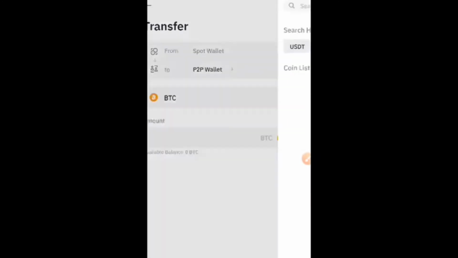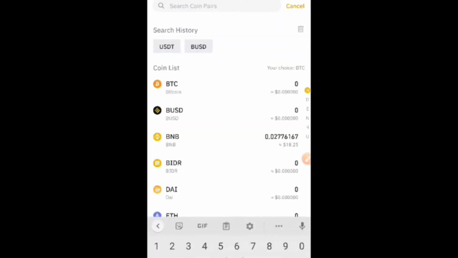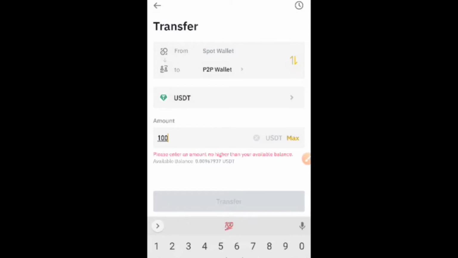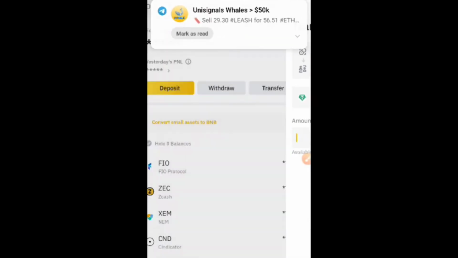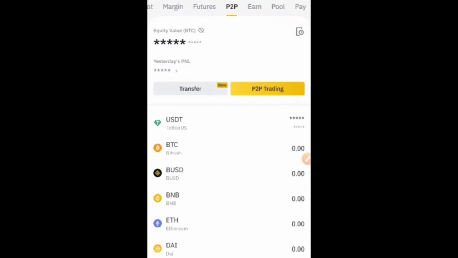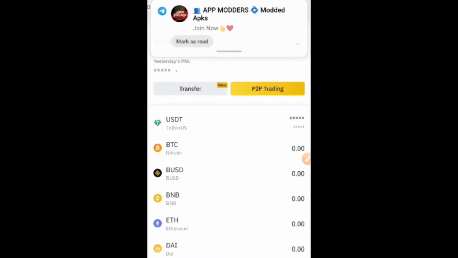So you can select the token you want to transfer, which is USDT, and then you click on the quantity you want to send. Maybe you want to sell 100, or you want to sell 200, depending. So after you've done that, you click on transfer. When you click on transfer, it will go to your P2P wallet. Now under your P2P wallet, you go to P2P. As soon as you click transfer, you will see P2P trading.